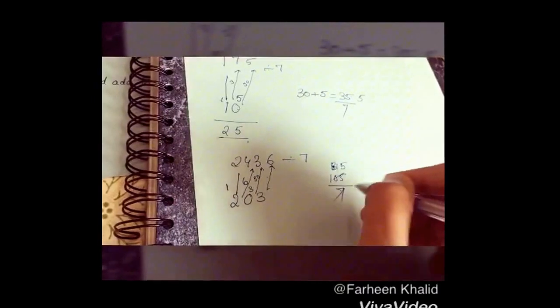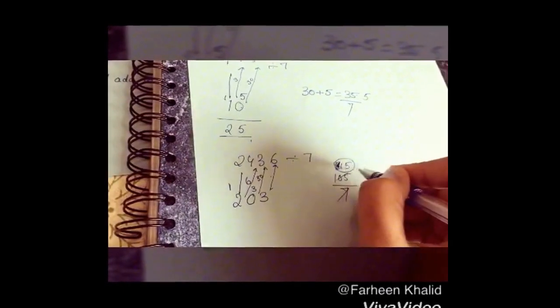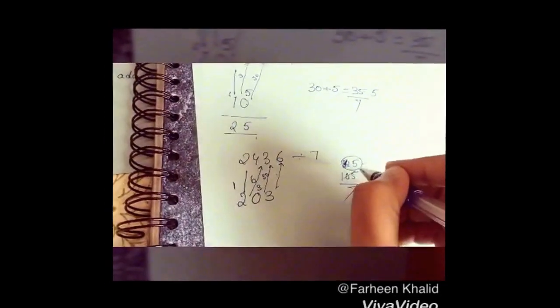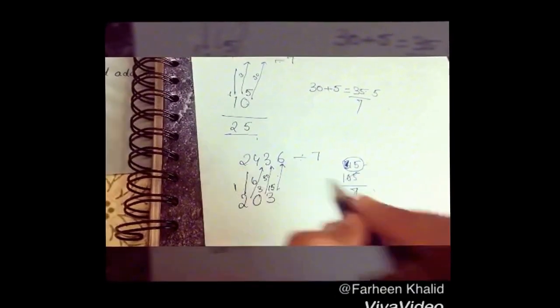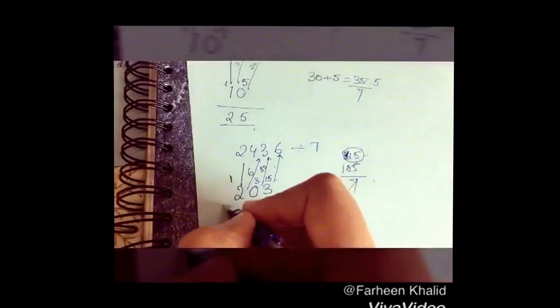So your answer is 15. But this time you have an answer which is a double digit, but you do the same thing you did here, except you take the whole thing as a carry here. Okay, and now you have to just add.